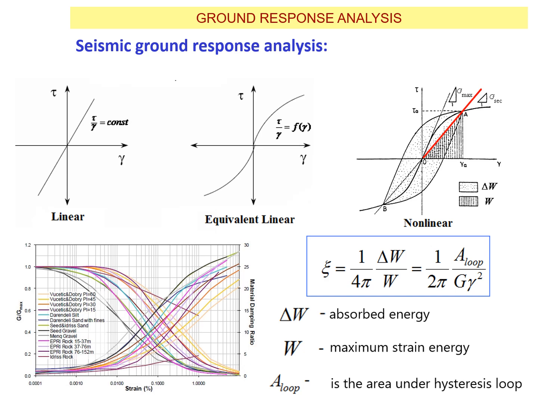When we assume it as nonlinear, we call it nonlinear ground response analysis. Within the nonlinear approach, there are two cases. One is equivalent linear, another is absolutely nonlinear. Depending on the magnitude of the expected earthquake and the ground conditions of the area, one or the other is used.